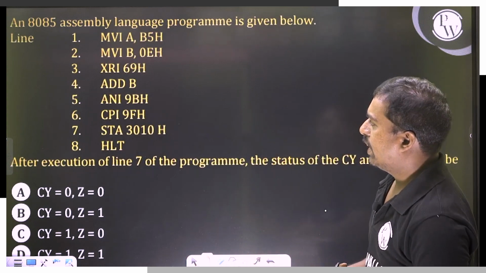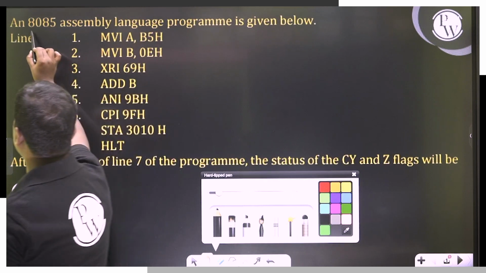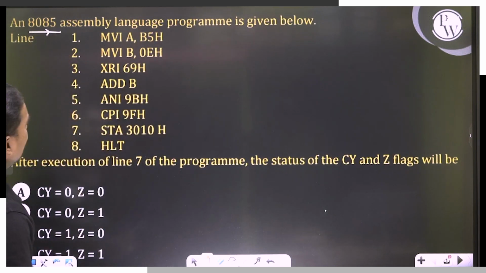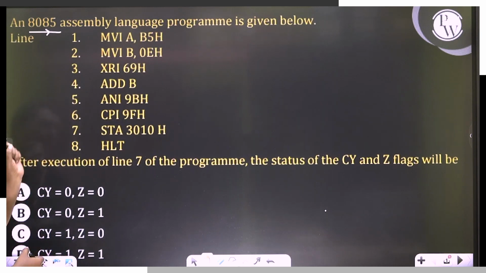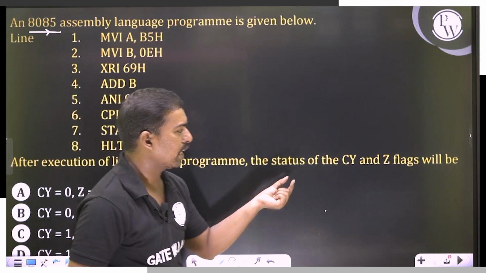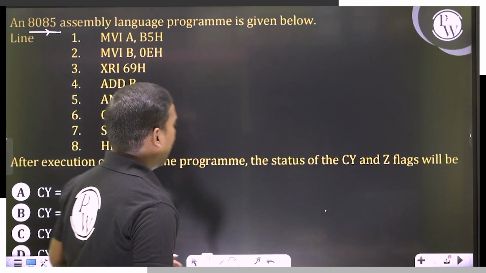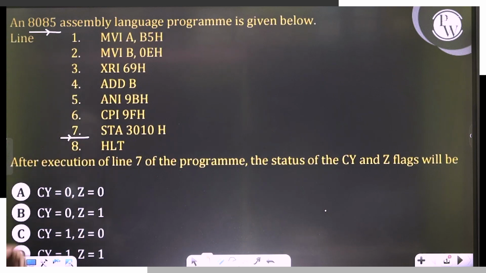If you see, a set of instructions are given. So this is an 8085 assembly language program. Move immediate A, B5; move immediate B, 0E; XRI 69H; add B; ANI 9BH; CPI 9F; STA 3010; HLT. Eight instructions are given. After the execution of line 7 of the program, the status of the carry and zero flags will be dashed. Line 7 he is asking.